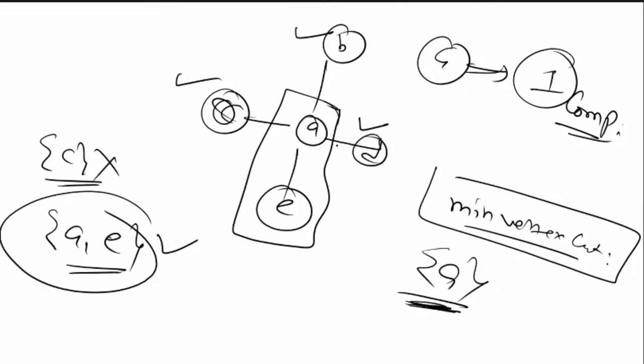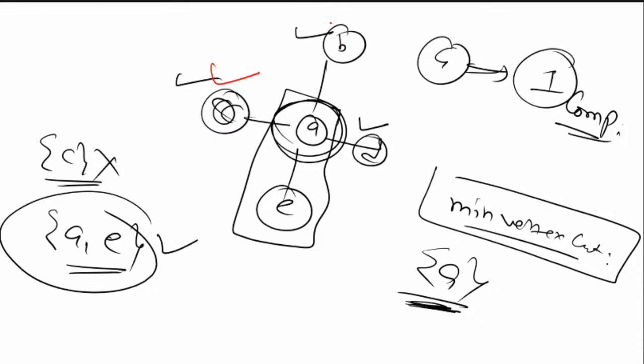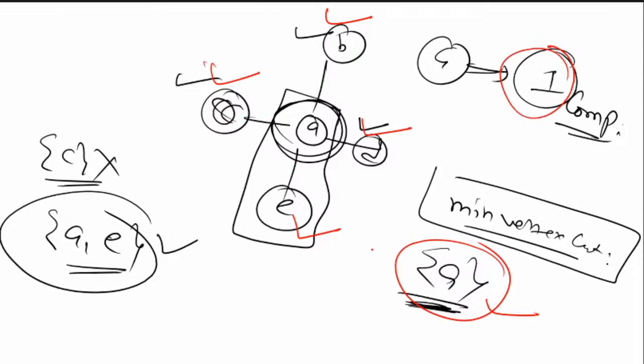If you remove this A, what will happen? After removing this A, this will be one component, this will be one component, this will be one component, and this will be one component. So after removal of A, there will be 4 components. Right now you have one component. So again, there is an increment in the number of components. So you can say this is a vertex cut and this is our minimum vertex cut. So the size of the minimum vertex cut is 1. So this is how you can solve the questions of minimum vertex cut, or vertex cut.